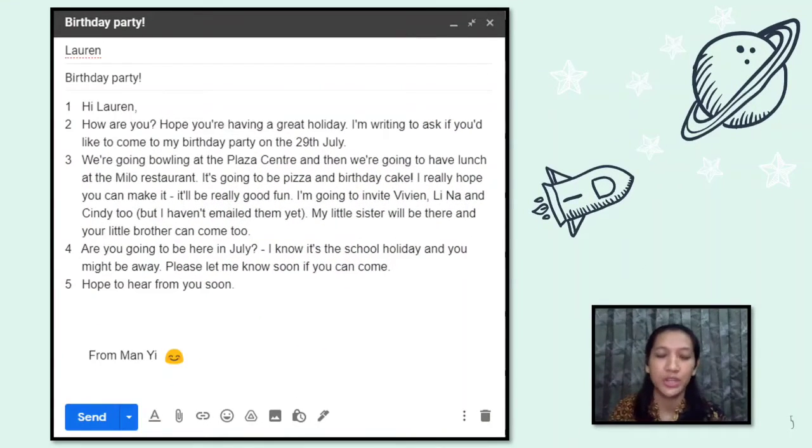Read the invitation together. Hi Lauren, how are you? Hope you're having a great holiday. I'm writing to ask if you'd like to come to my birthday party on the 29th July. We're going bowling at the Plaza Center and then we're going to have lunch at the Milo restaurant. It's going to be pizza and birthday cake. I really hope you can make it. It'll be really good fun. I'm going to invite Vivian, Lena, and Cindy too, but I haven't emailed them yet. My little sister will be there and your little brother can come too.